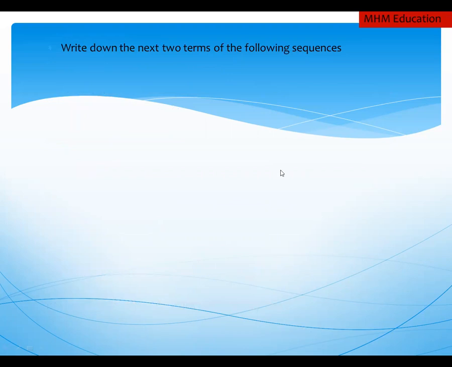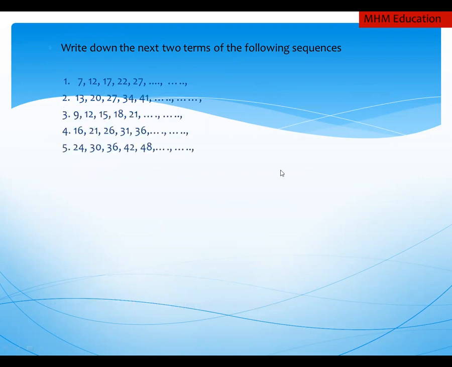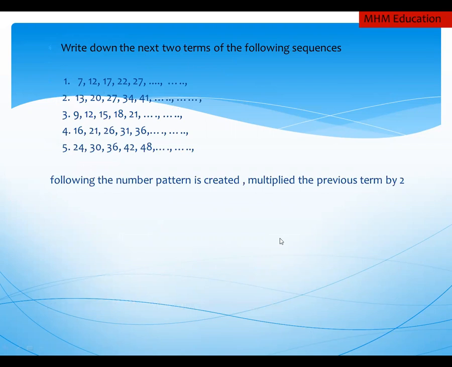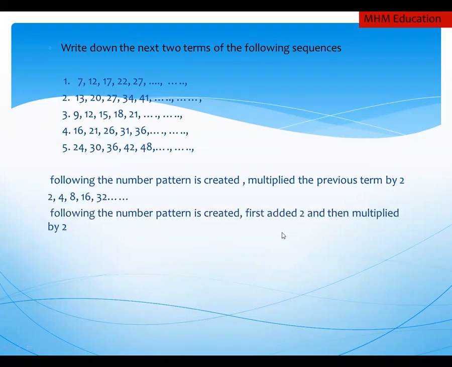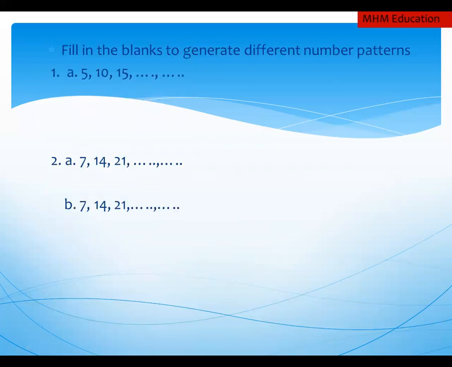Write down the next 2 terms of the following sequences. The following number pattern is created by multiplying the previous term by 2. The following number pattern is created by first adding 2 and then multiplying by 2: 2, 4, 8, 10, and 20. Fill in the blanks to generate different number patterns.